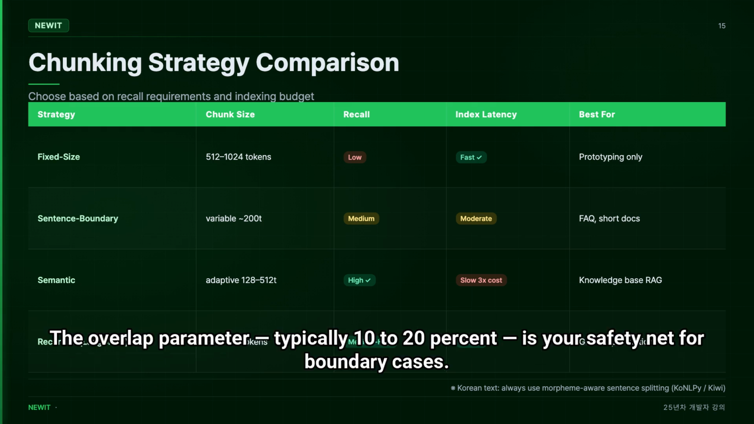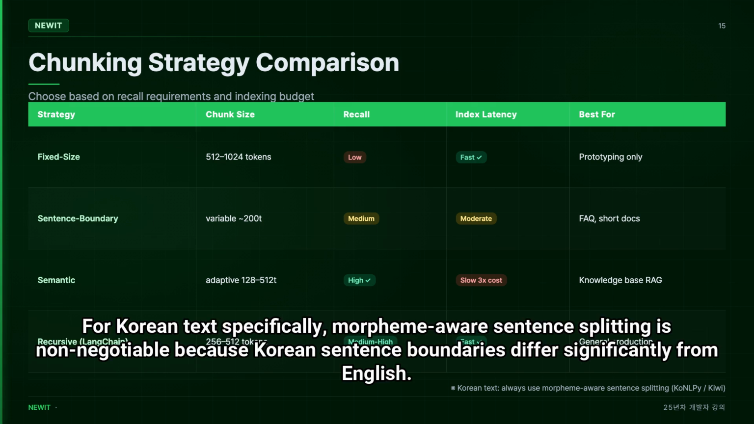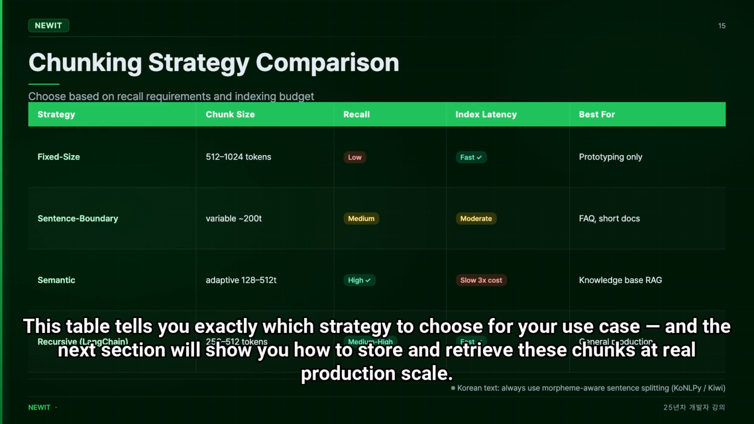The overlap parameter, typically 10 to 20%, is your safety net for boundary cases. For Korean text specifically, morpheme-aware sentence splitting is non-negotiable because Korean sentence boundaries differ significantly from English. This table tells you exactly which strategy to choose for your use case. And the next section will show you how to store and retrieve these chunks at real production scale.